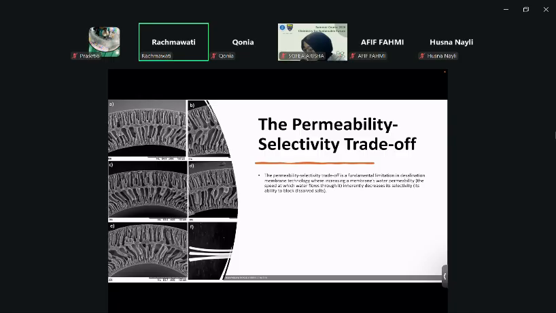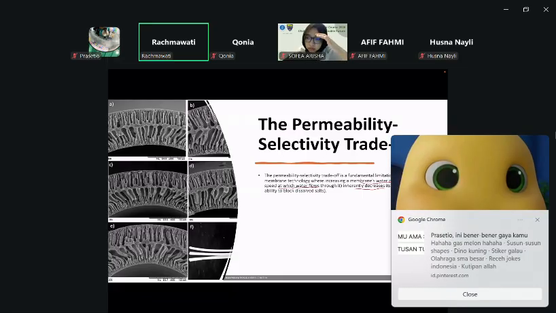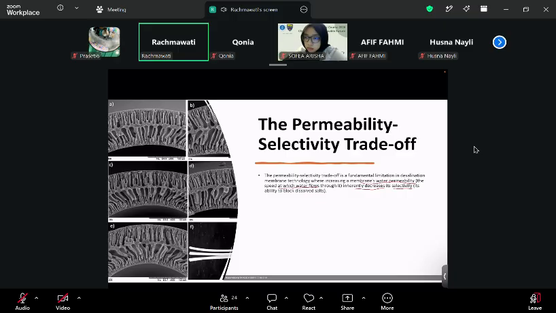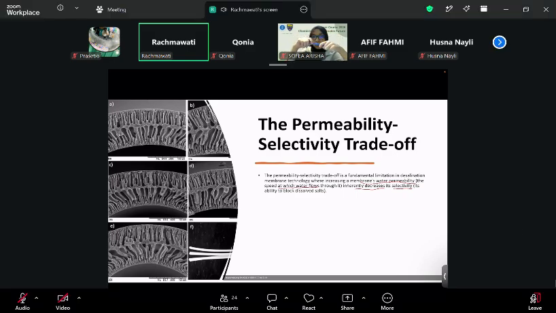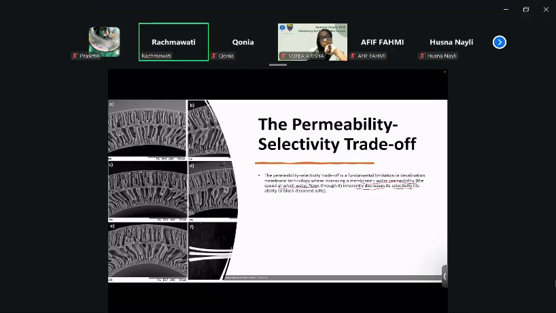So what is the trade-off? When you increase the membrane's water permeability, the speed at which water flows through it, the high flux, it will reduce its selectivity, the membrane's ability to block dissolved salts. So in a normal way, for example, you start working with a membrane, and you find that your system has high flux but no rejection. That is actually normal. But of course, if you are doing research, then your job is to increase it somehow.